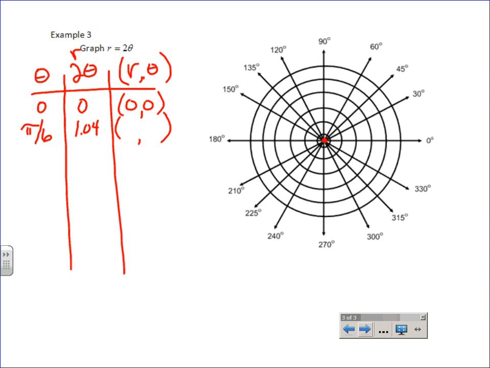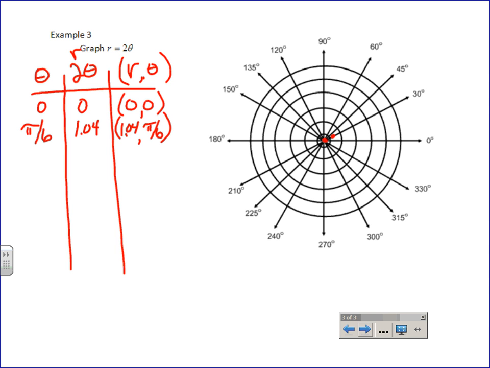Now how are you going to write this though? This is the one I'm most concerned about. How are you going to write the ordered pair? 1.04 comma. Yeah, that's the thing. It's pi over 6 is what I put in. Okay, so you can say 30 degrees or just say pi over 6. You should know by now that that's 30 degrees. So for there, you just go out a little past 1.